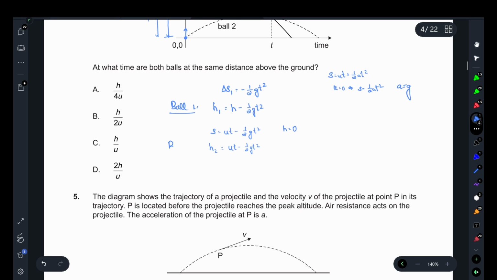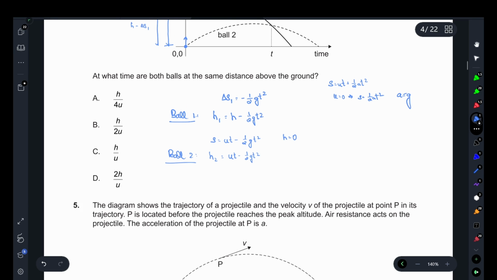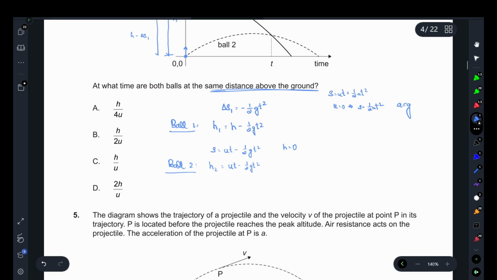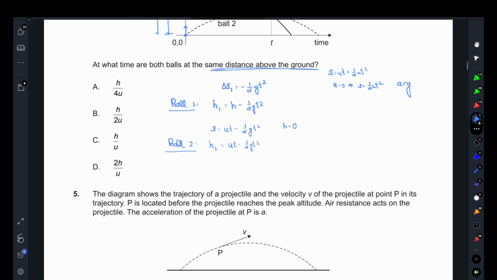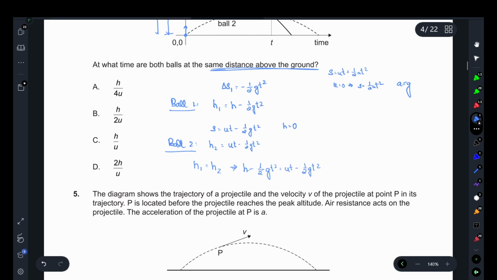Now let's look at exactly what the question wants. When are they the same distance above the ground? This means that at a particular time t, both h1 and h2 are the same. h1 is equal to h2. So if you write this out, h minus half g t squared is equal to ut minus half g t squared. If we cancel, half g t squared gets cancelled, and now you have h by u is equal to t.